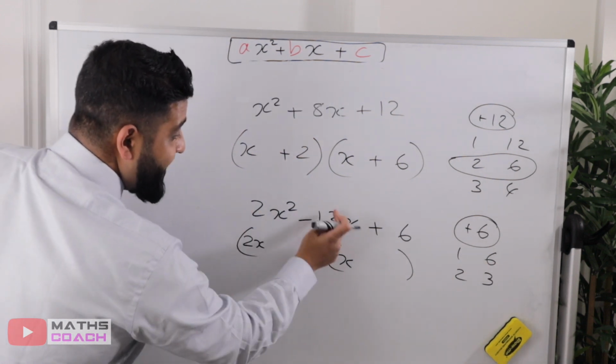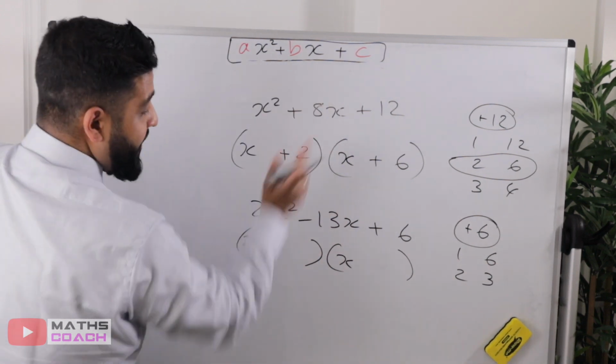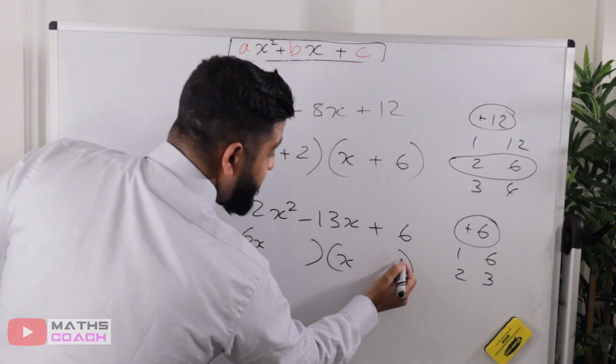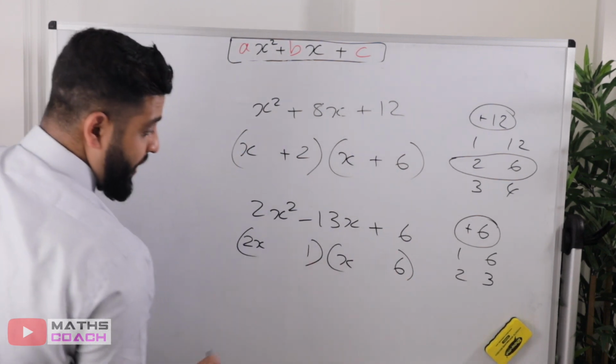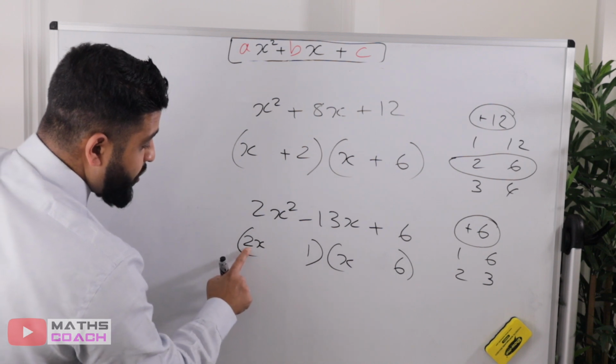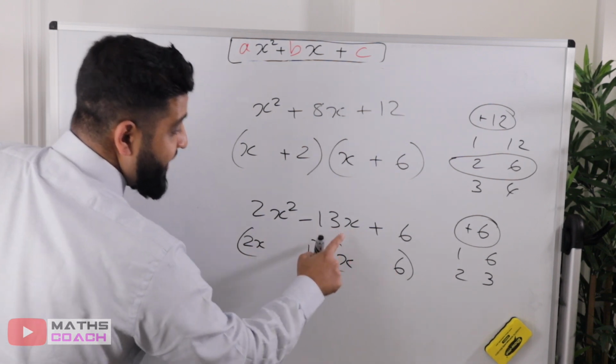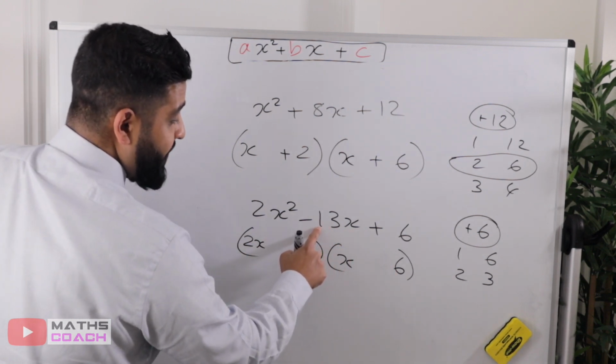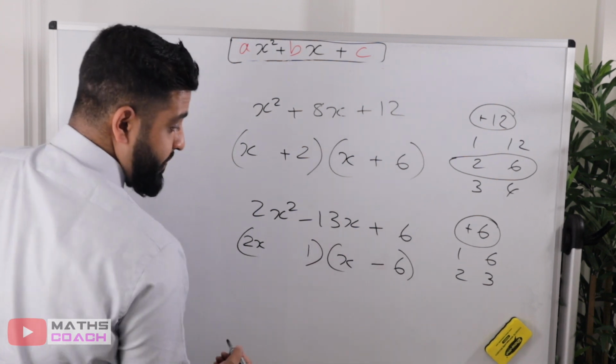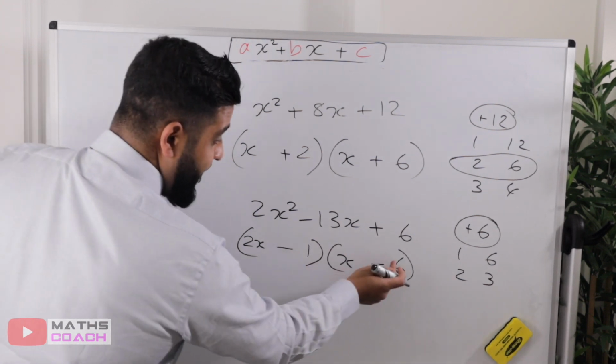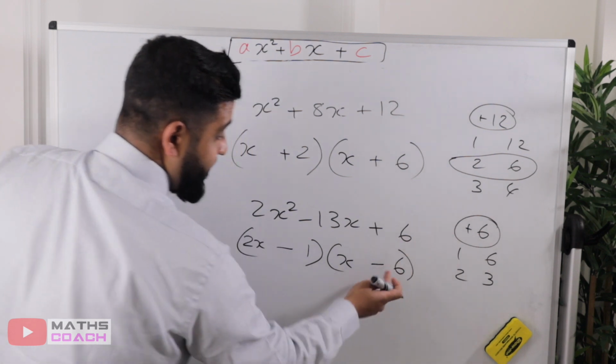Now I want a 13. I want to increase my multiplying straight away, so I'm going to put a 6 in here and the 1 in here. Watch what happens now. 2 times 6 is 12, and I want to have a 13. So if I put a minus here, and I put a minus in for that one, I'm allowed to have that because I want to have a plus 6 when I multiply.